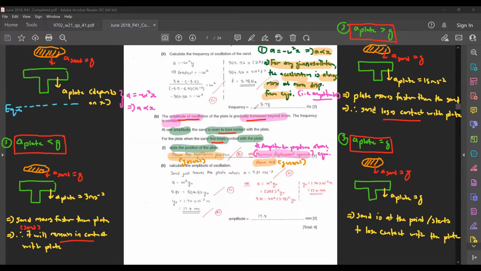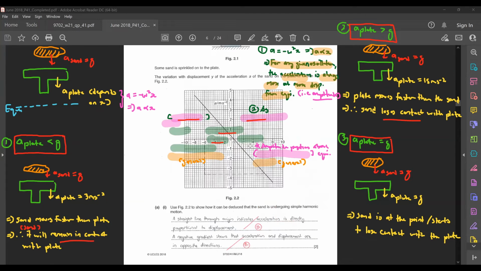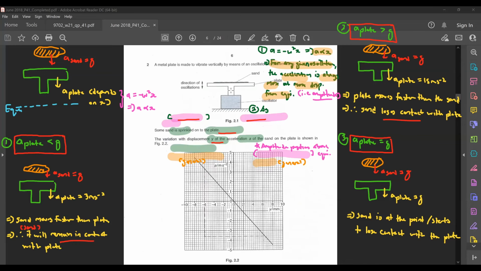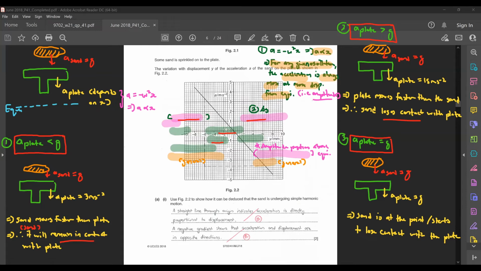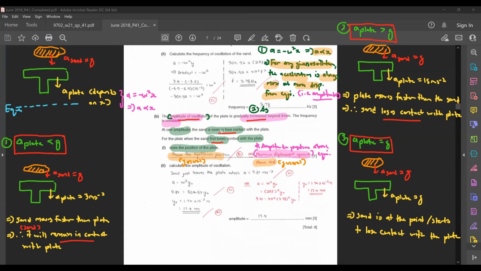Okay, then fact number two that you can also kind of see from here is this. Now, if you look at the question, it said your amplitude is gradually increased from beyond 8 millimeter. In your current question just now, before this, they told you that the amplitude of oscillation was 8 millimeter. Your sand hasn't lost contact with the plate yet. But now they are gradually increasing the amplitude to the point that your sand starts to lose contact with the plate.